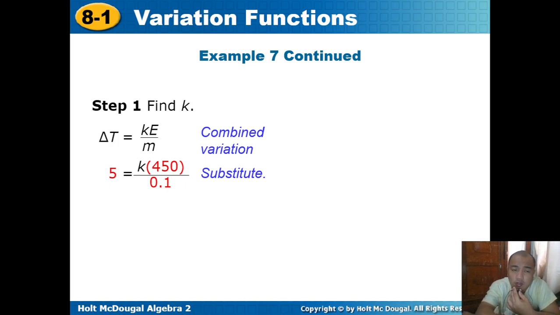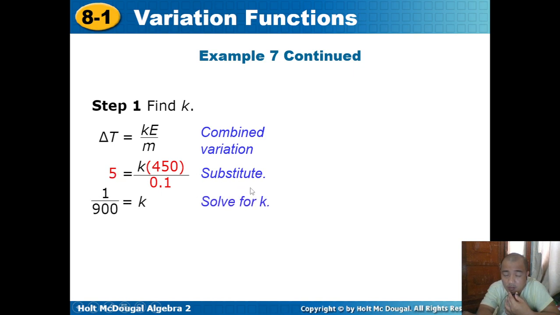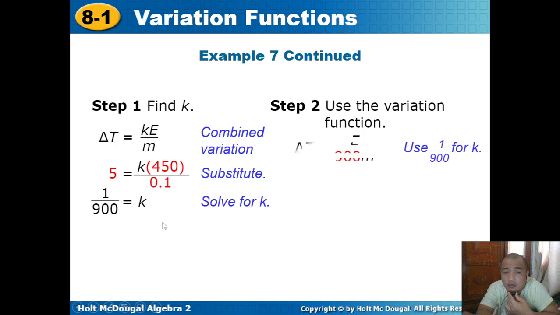So now to solve for k, substitute. The temperature is 5 degrees. Energy is 450 joules. Mass is 0.1 kilogram. Then we can solve for k by multiplying 5 by 0.1 divided by 450. It's equivalent to 1 over 900. So this is the constant of variation, 1 over 900. Substitute k in the equation: delta T equals E over 900m. This is now the equation of variation.